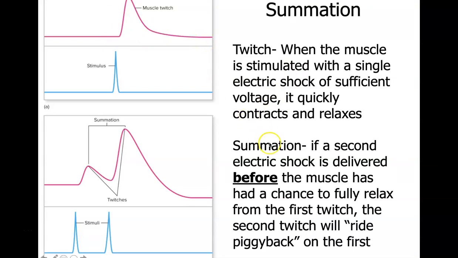In summation, if a second electrical shock is delivered before the muscle has a chance to fully relax from the first twitch, the second twitch will ride piggyback on the first. Here we are measuring this muscle twitch. Here's our first twitch, and we get a second stimulus before this one comes all the way back down, and it gives a second, higher twitch. So this is muscle summation. I want you to compare this kind of summation versus the temporal summation we discussed in the nervous system.